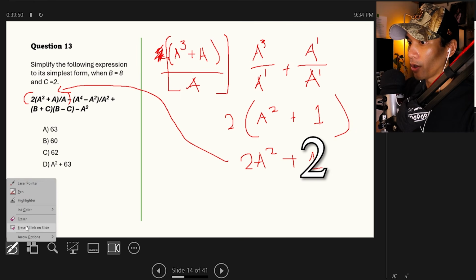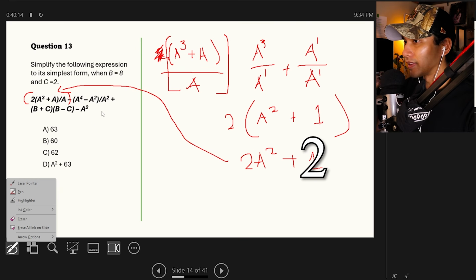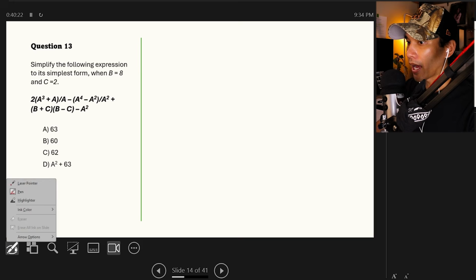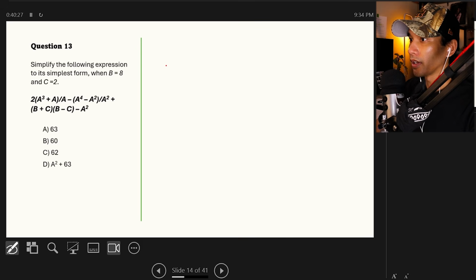So hopefully you pause the video and just do this side for me. Try that yourself: a to the 4th power over a squared, and then minus a squared over a squared. Don't even think about the minus part. We're going to put that back in anyway. So I'm going to erase everything again, and I will do that with you because you paused the video and did it yourself. So let's go ahead and do that.